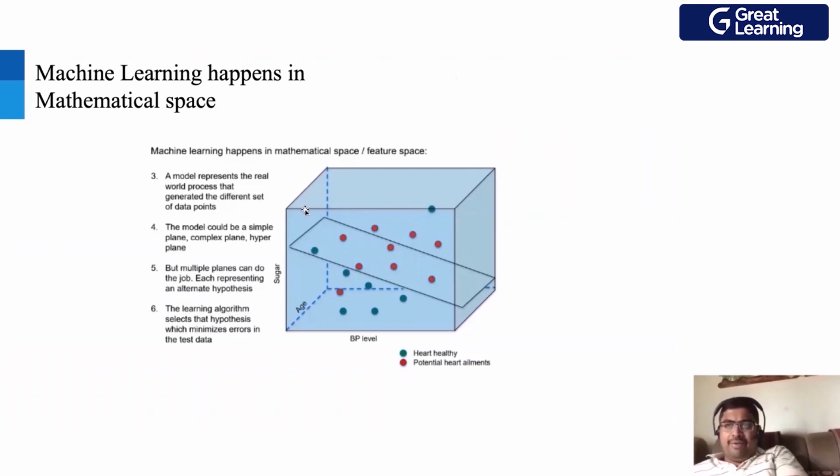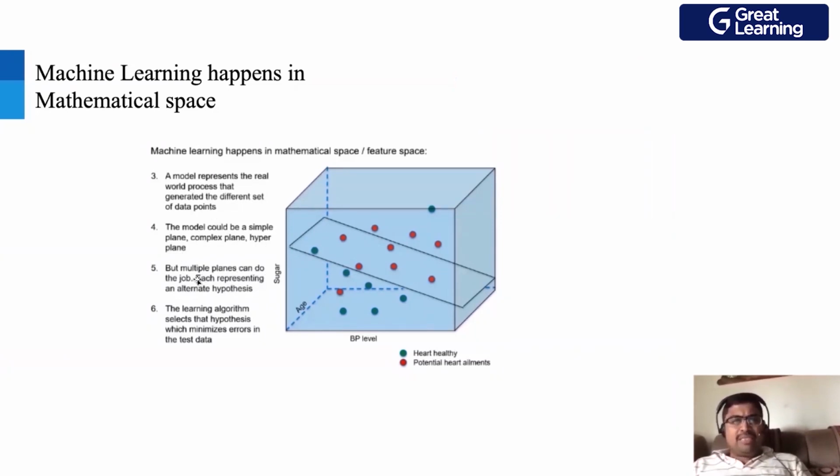a hyperplane, which you cannot even visualize, because at least a plane I can represent this way. But a hyperplane I can't, because I need to think about another dimension to see how it plays out. Visualizing is difficult, but mathematically you can make sense. That's why that mathematical equation plays such an important role. So a few points about the same thing. What are we discussing? A model represents the real world process that generated different data points. It could be a complex plane or a hyperplane, anything.